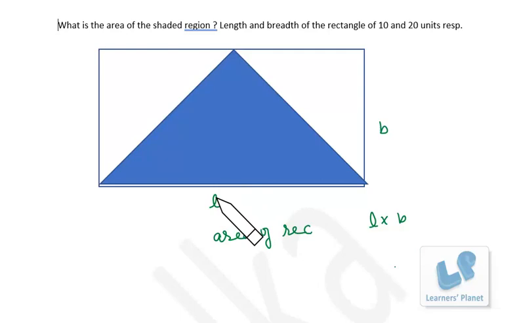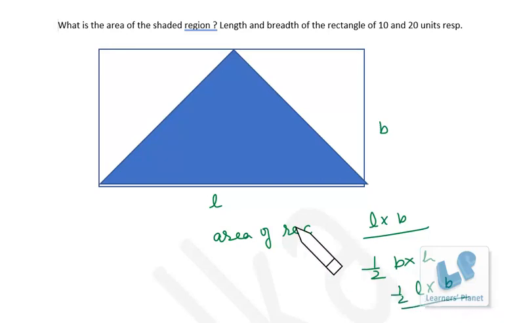Now what is the area of a triangle? That is half base into height. What is the base over here? Length. So it's half length. What is the height over here? That is B. Okay, so area of rectangle is L into B and area of triangle is half of L into B, isn't it? So you don't have to calculate anything. Whatever is the area of rectangle, you just have to do half of that. That will be the area of this triangle, or we can say the shaded region.